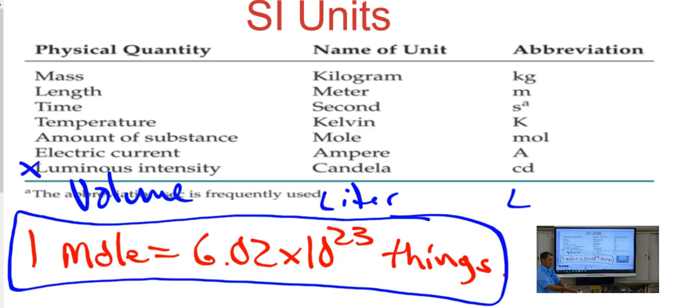But it could be desks. It could be pieces of sand. It could be computers. All right? A mole is just a word that means a number.